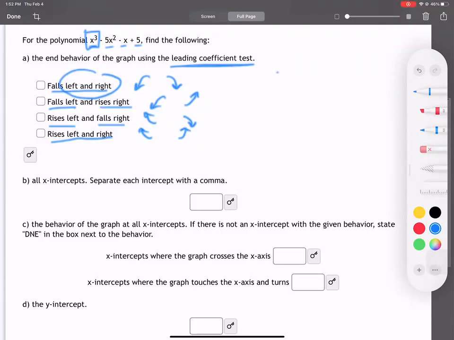So for x cubed here, plus plus plus will always be positive to the right. Negative negative negative will always be down to the left. So which one does this match? This matches falls to the left, rises to the right.